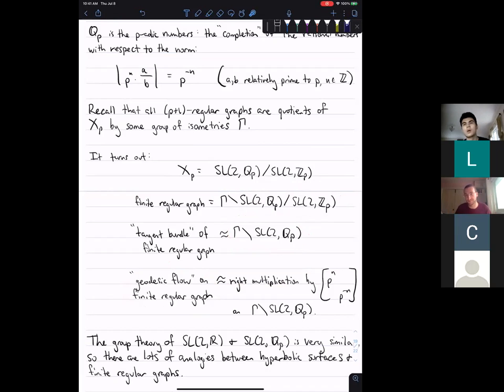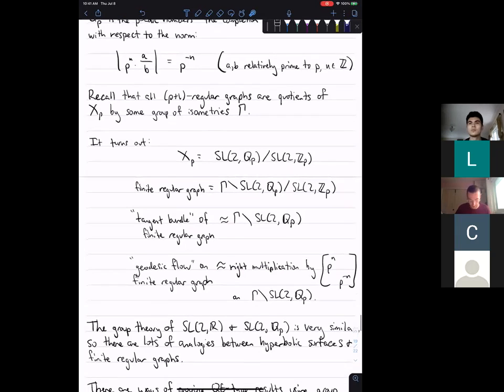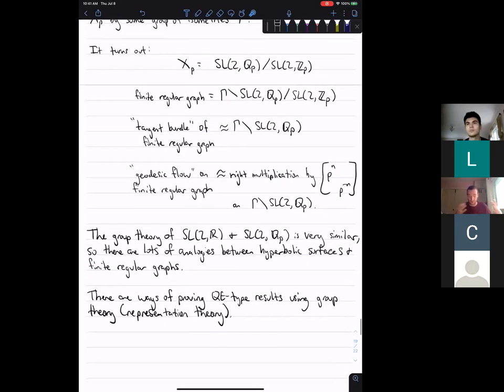So again, maybe this may not make any sense, but the point is it's completely analogous to what happens for hyperbolic surfaces. And well, as you might expect, the group theory of SL2R and SL2QP is very similar. So there are a lot of analogies between hyperbolic surfaces and finite regular graphs.